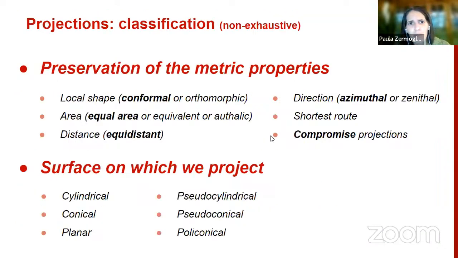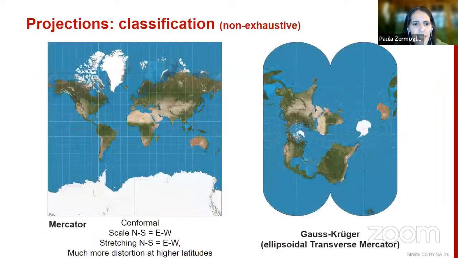So aside from this classification by which metric properties are preserved, we can also classify projections by the surface on which we project. We can project directly on a plane, which are planar. We can project on a cone, so they are conical, and then we open up that cone to put it on a sheet. Cylindrical projections, pseudoconical, polyconical, there are many depending on the surface on which we project.